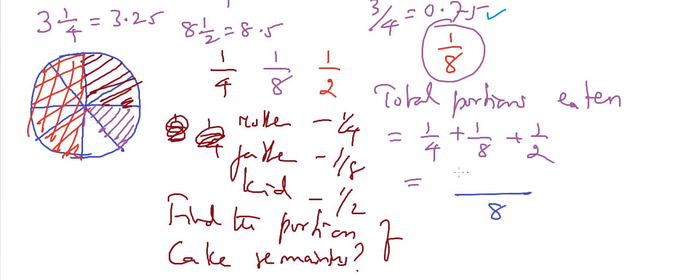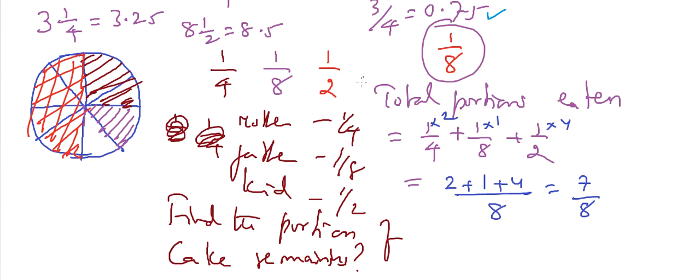So what do you do? As usual, you will divide 8 by 4. You will get 2, so I multiply by 2. 8 divided by 8 is 1, multiply by 1. 8 divided by 2 is 4. So we have 2 plus 1 into 1, 1 plus 1 into 4, 4. So what do we get? 7 by 8. Okay, so this is the portion eaten.